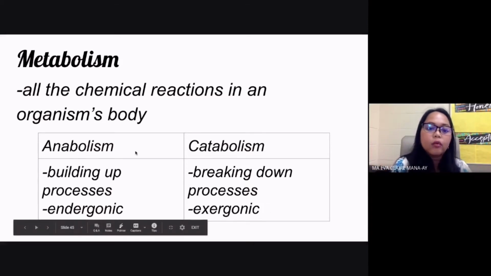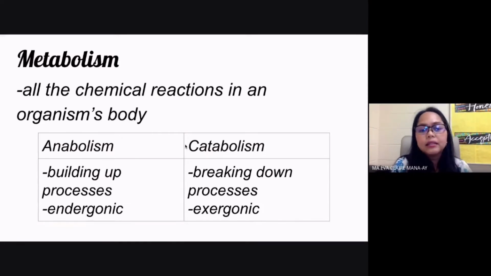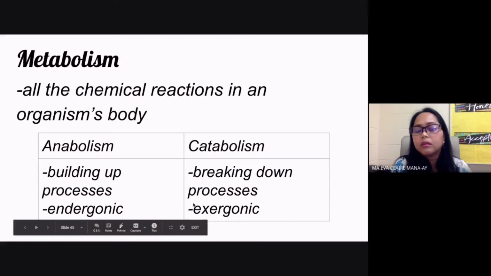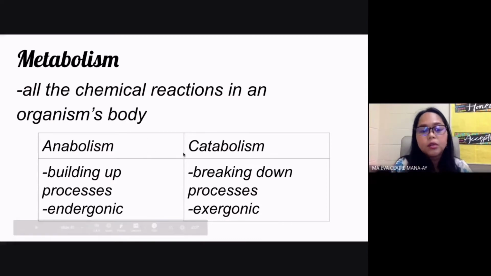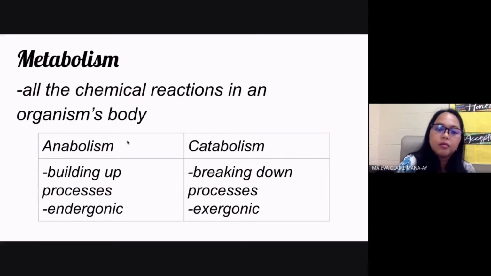And of course, since these are breaking down processes, they give off heat, or we use the term exergonic. Okay, so again, when you say anabolism, these are building up processes. They take in heat. Catabolism, breaking down processes, they give off heat. And the total for all the processes that you have in your body, the chemical reactions in your body, the general term would be metabolism. So again, metabolism would include anabolism and catabolism. Okay, but again, remember, anabolism and catabolism are opposite processes.